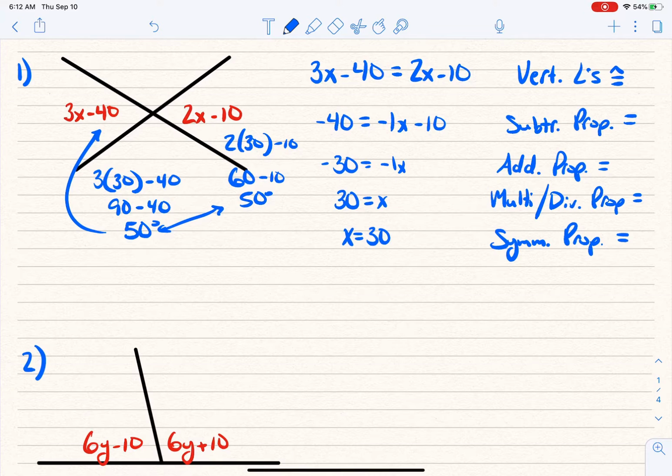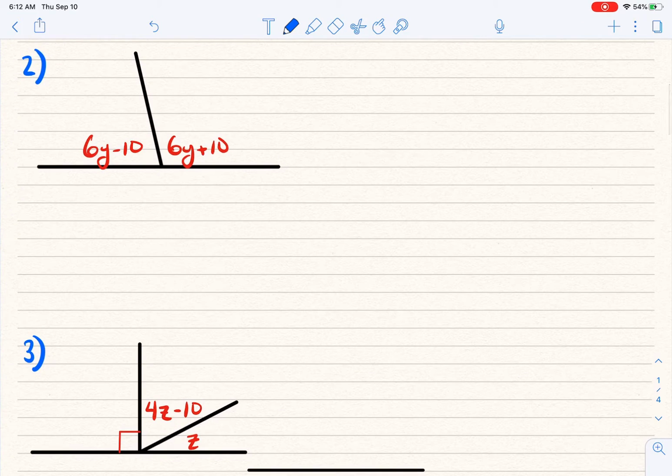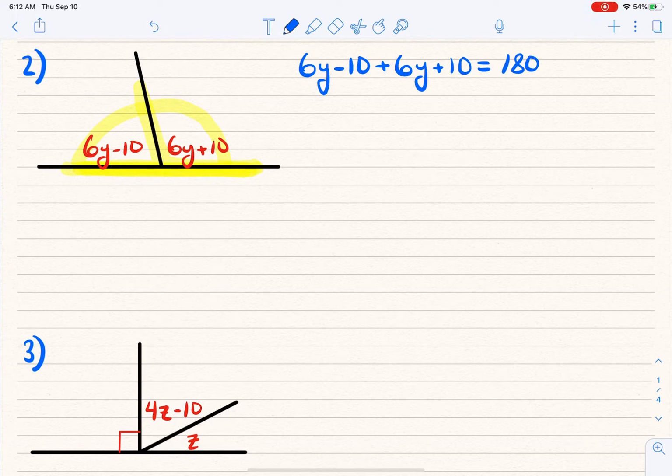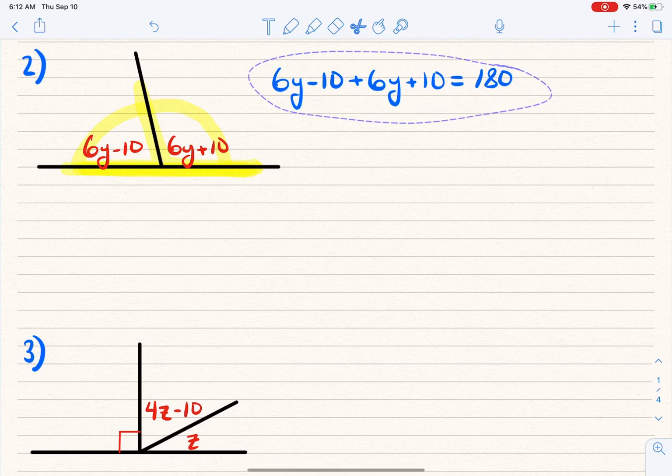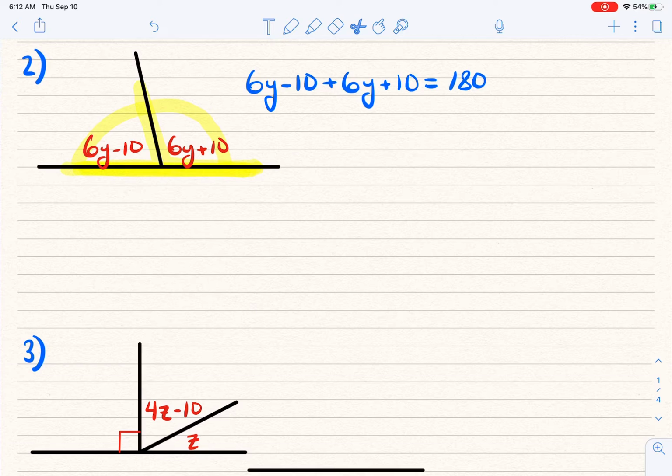So math is true. All right, moving on, because I know that you've already done this kind of thing, so you should be able to do these pretty quick. On number 2, we don't set it up by saying these are equal to each other, but some of you probably did that. Instead of saying 6y minus 10 is equal to 6y plus 10, we say 6y minus 10 plus 6y plus 10 is equal to, well, these two angles put together are what's called a linear pair. They're two angles that back up to each other and create a straight line. So that means the two of them must be supplementary and they sum to 180. So I can say these two angles add up to be 180.